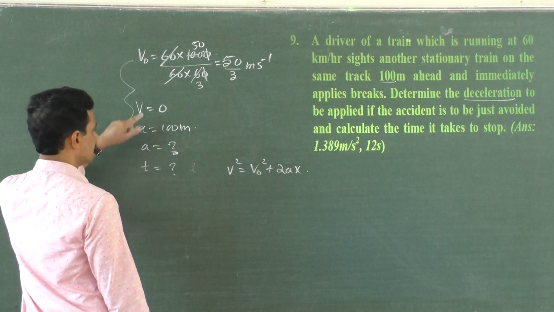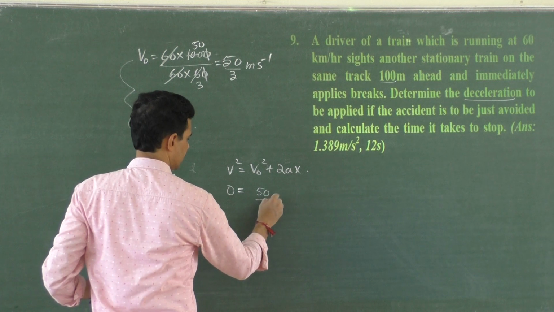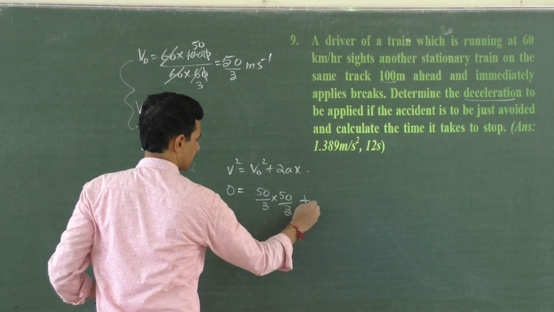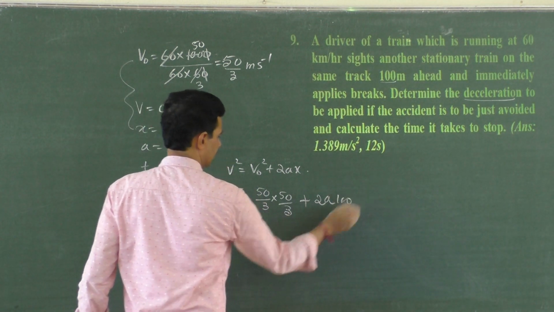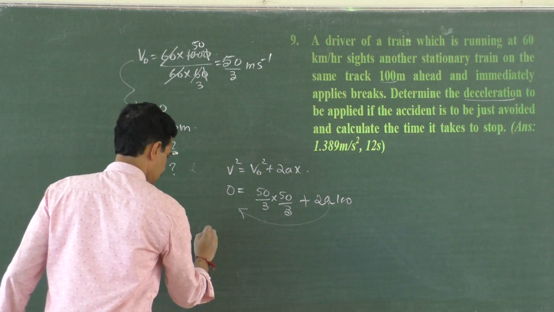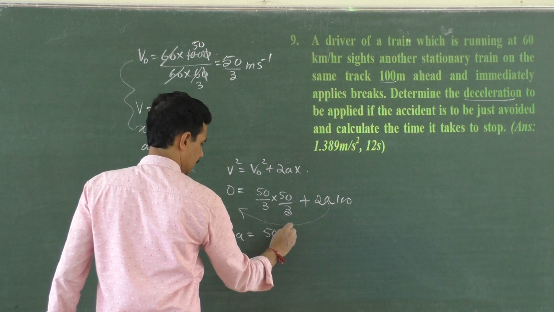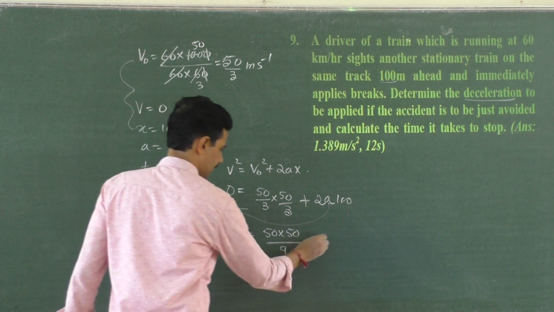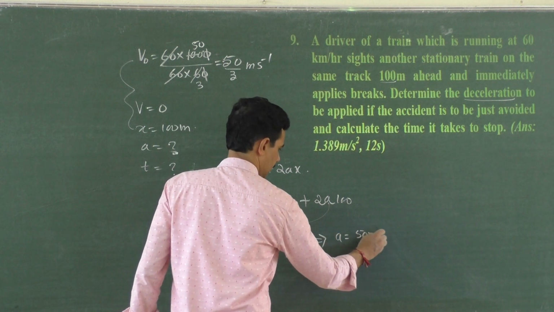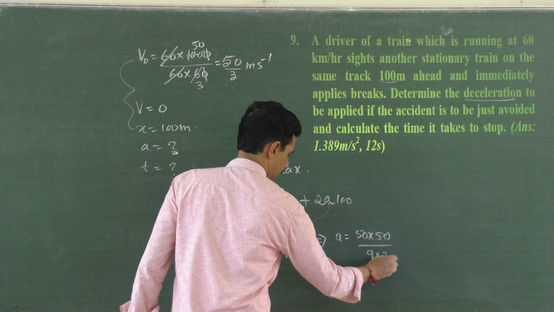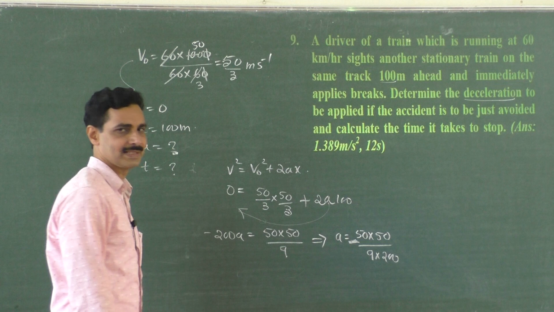V square is 0. Initial velocity squared, 50 by 3 into 50 by 3, plus 2a into 100. Here a comes directly. So I bring this here: minus 200a is equal to 50 into 50 divided by 9. So a is equal to 50 into 50 divided by 9 into 200, with a negative sign. Why negative? Because it is retardation, deceleration.